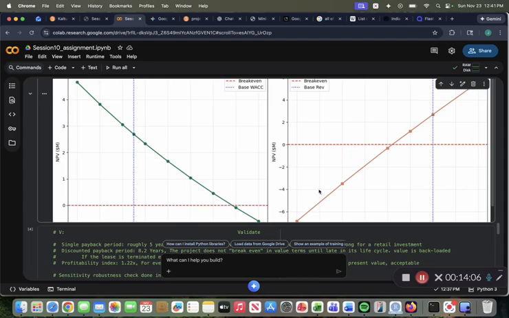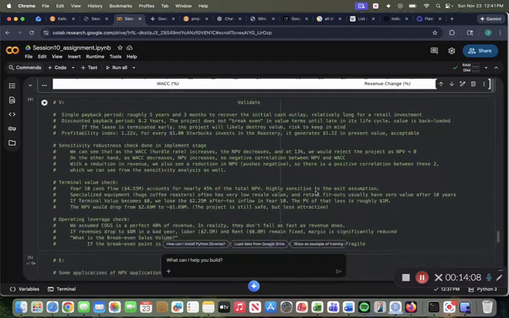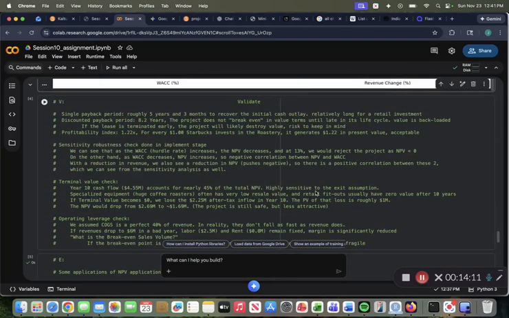So moving down to the validation stage here, like we talked about, the simple payback period is roughly 5 years and 3 months to recover the initial cash outlay. This is relatively long for a retail investment like Starbucks, but is still acceptable for us. Our discounted payback period is 8.2 years, which means that the project does not break even in value terms until late in the cycle. So we see the value is backloaded, like we talked about already, because we get lots of our value from the exit in year 10.